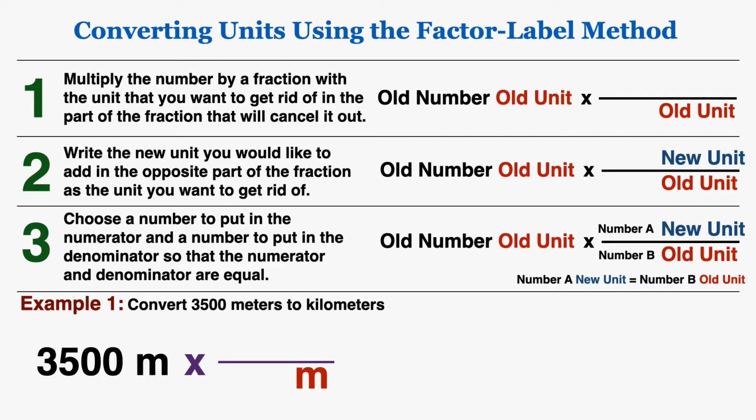Step 2 says to write the new unit you would like to add in the opposite part of the fraction as the unit you want to get rid of. So I want kilometers in my final answer, so I'm going to put that in the numerator, which is the opposite part of the fraction as where I put meters.